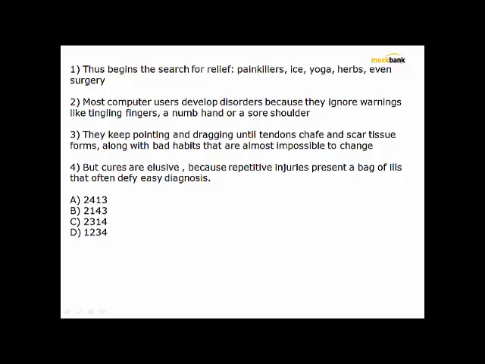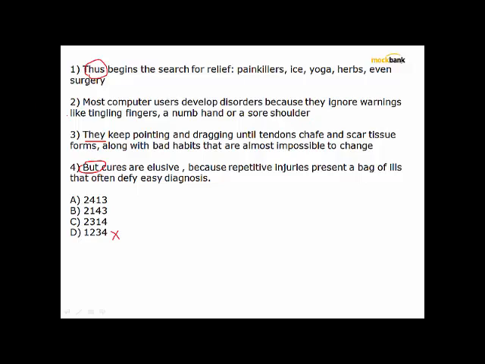So let's see this. It says they, I do not know who they. Thus, as a word will definitely have something before it. But I would rather not start my sentence or paragraph with but. So that only leaves me with option number 2. So when I am only left with statement number 2 to start with, at least I can cut down on this option. I read this statement. Most computer users develop disorders because they ignore warnings like tingling fingers, a numb hand or a sore shoulder.